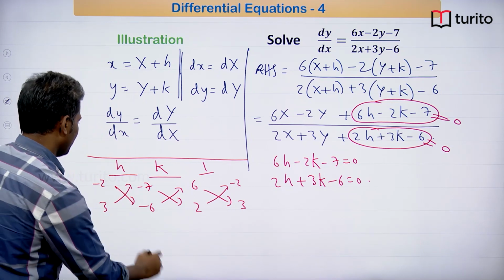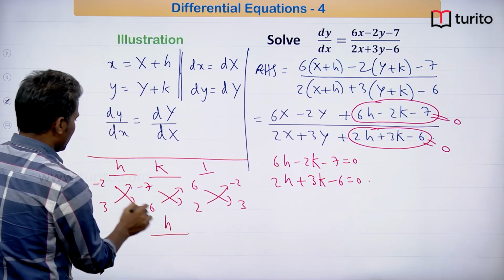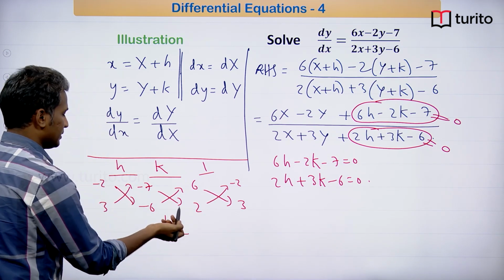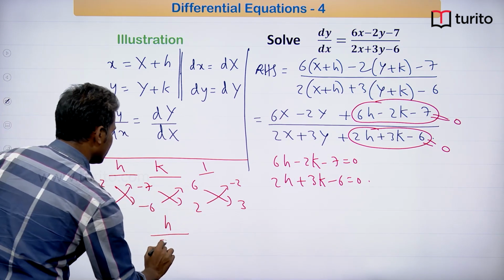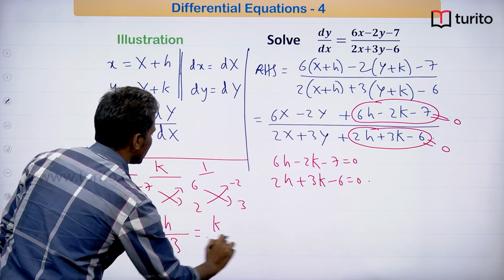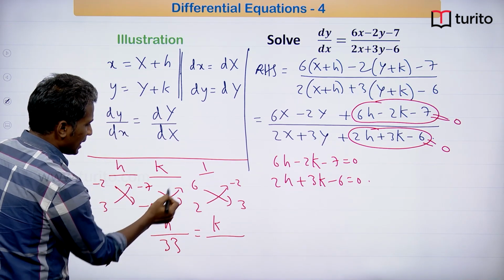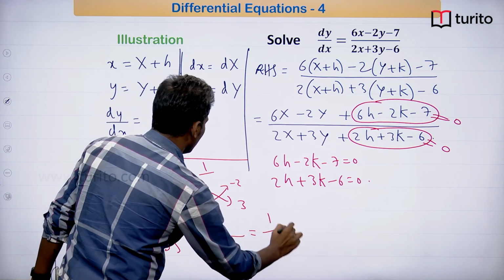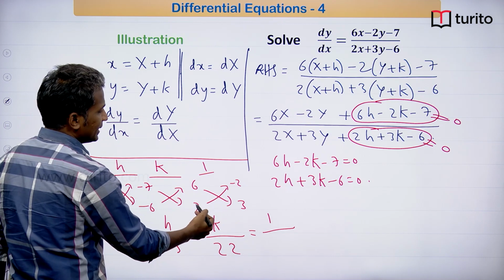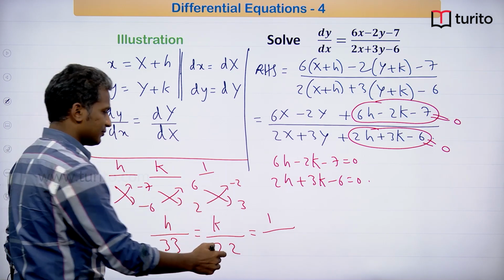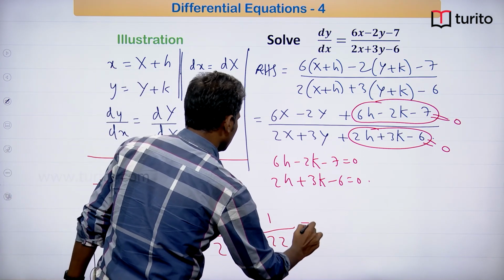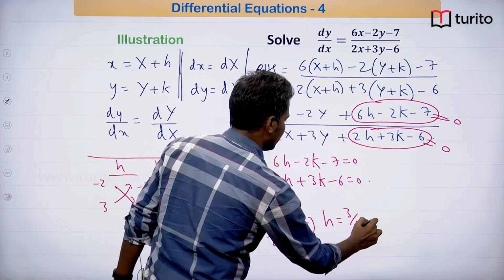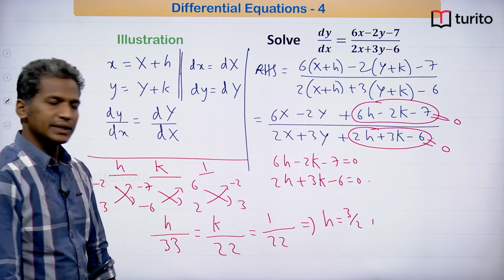You know this method. So, what do we get? h by 12 minus 21 minus 21. So, 12 plus 21 becomes 33, is equal to k by minus 14 plus 36, which becomes 22, is equal to 1 by 6 into 3 is 18, 18 minus minus 4, 18 plus 4 becomes 22, which means h equals 3 by 2, okay, and k is equal to 1.